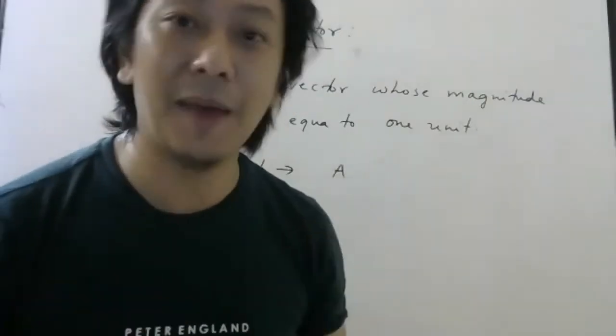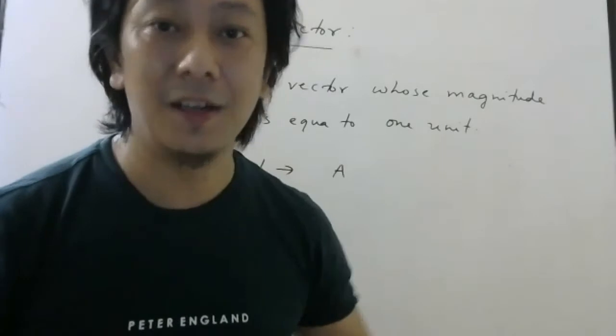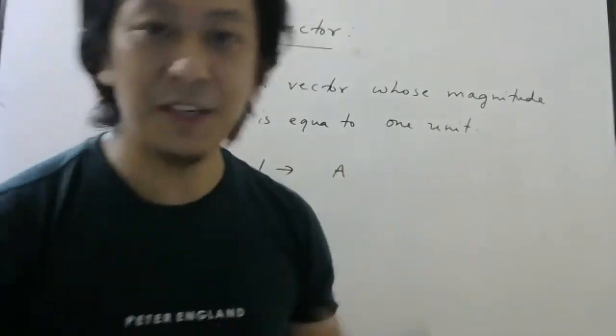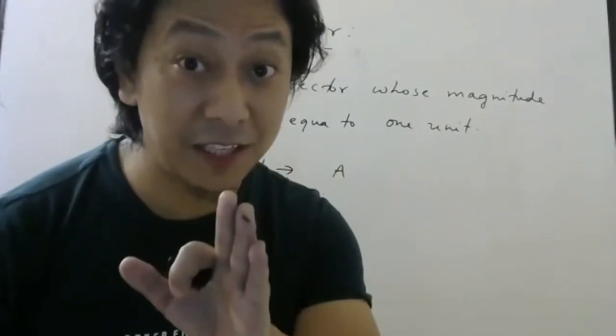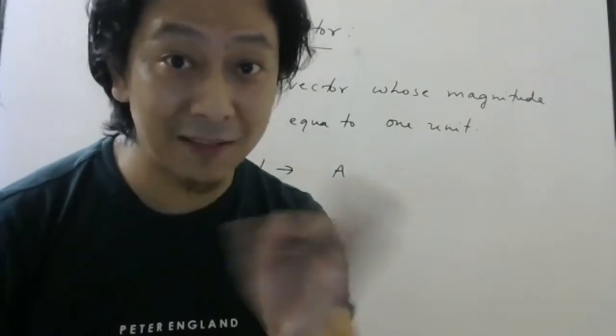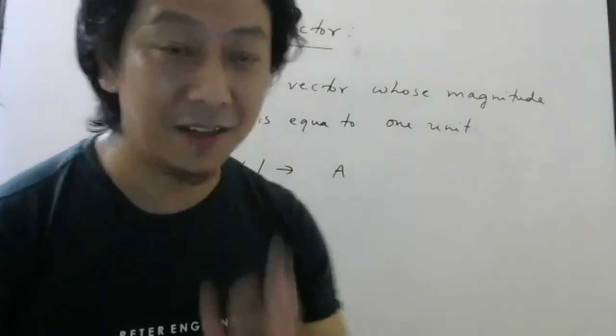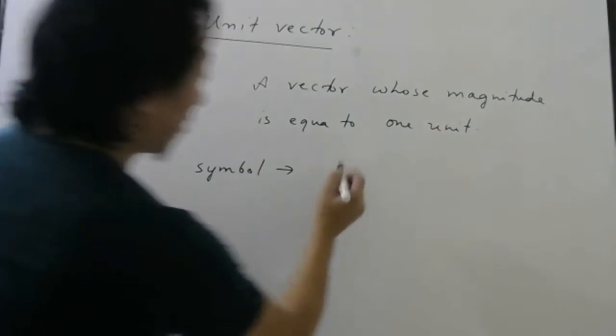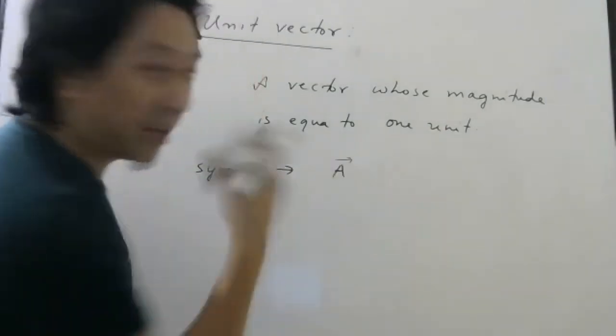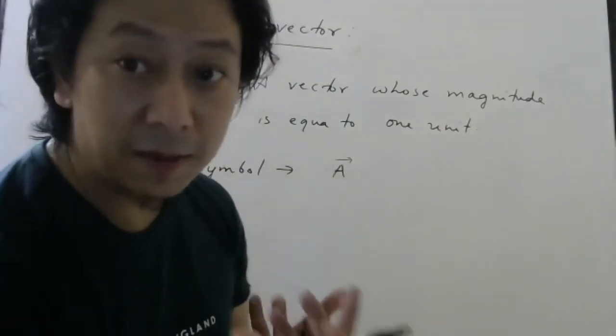A vector can have any magnitude, 5 Newton, 10 Newton, 10 meter per second, 5 meter per second, right? You cannot say 5 kg, because kg means mass, and mass means scalar, not vector. So for the symbol you cannot write A bar, because bar means vector and a vector can have any magnitude.